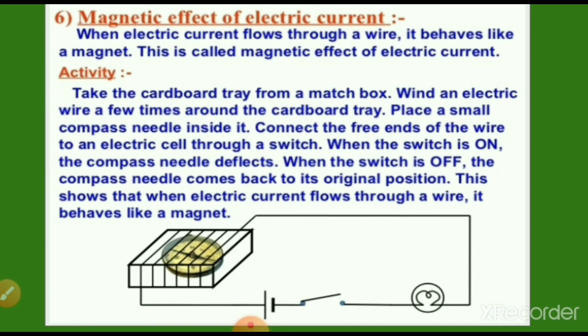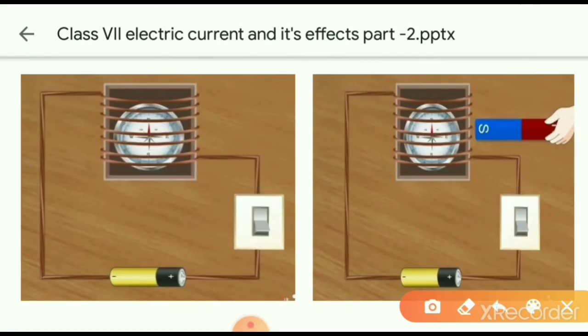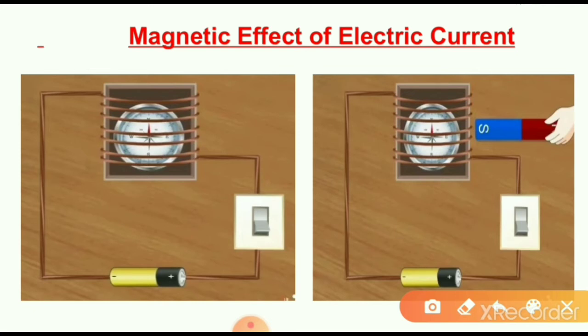Now let us discuss another example of the magnetic effect of electric current. Previously we learned about the heating effect of electric current, and we have also discussed one magnetic effect of electric current. Now let us perform another activity.